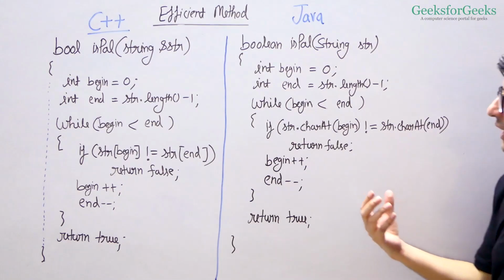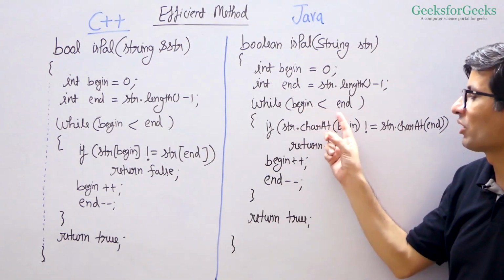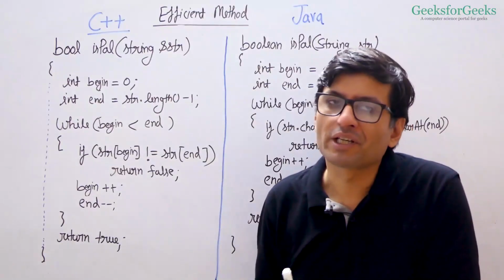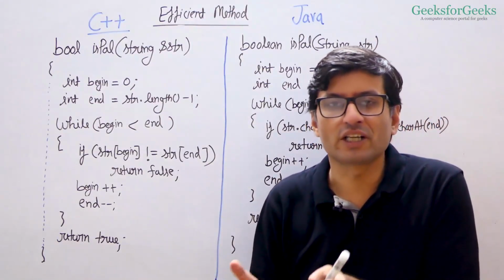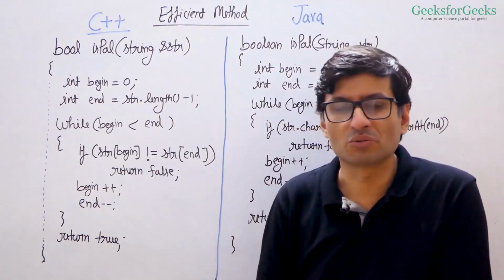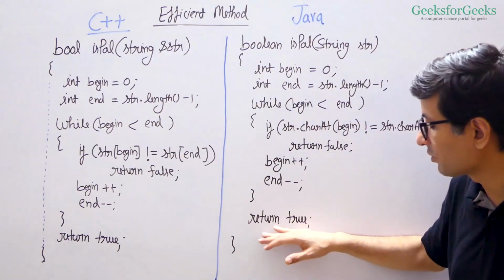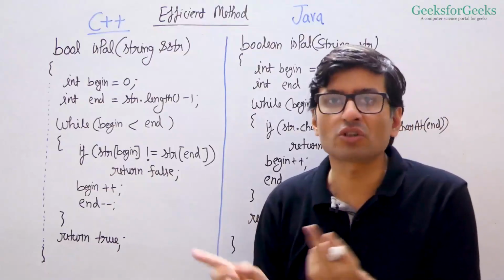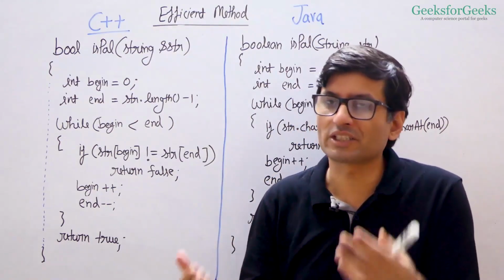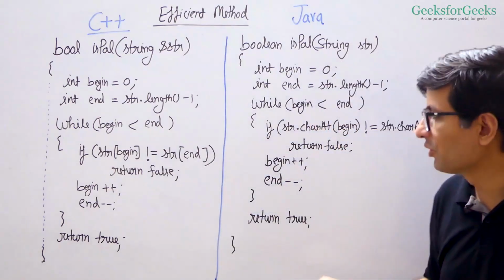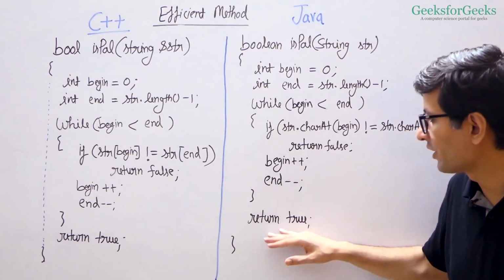Now we run a loop and this loop runs while begin is smaller than end. See, if begin becomes equal to end, then your string is an odd length string and you've reached the middle character, you should return true, right? So we come out of the loop and we return true. And if begin and end cross each other, then also you have traversed through the whole string, you matched every character, you come out of the loop because begin and end cross and you will return true.